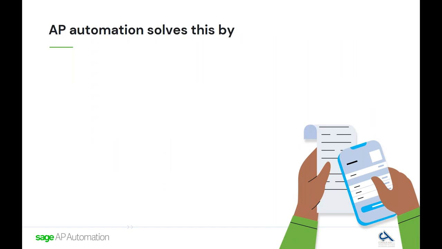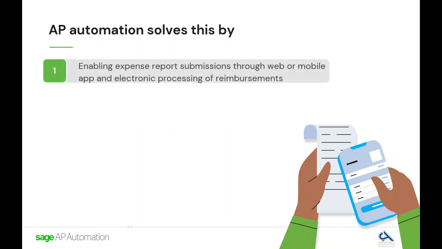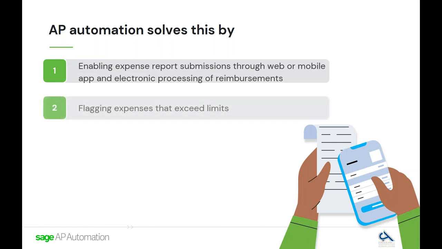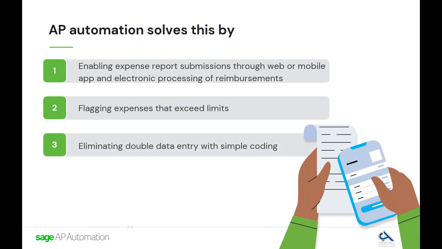And actually, automating expense management will give your business the tool to dynamically engage with employees. It accelerates expense management and reimbursement by allowing employees to submit expense reports through web or mobile app for reimbursement. And then once approved by the manager, the AP team can reimburse them electronically. You can also flag expenses that exceed your set limit. These can be customized based on factors such as department, budget, role, etc., really giving you greater control and visibility over your employees. With automated expenses, you can also eliminate double data entry, which I think is key here. It does this by mapping expense categories directly to your existing GL codes, saving your accounting team time and resources.